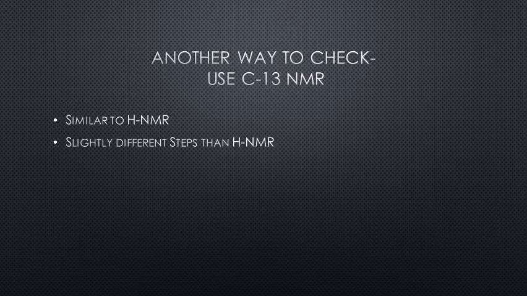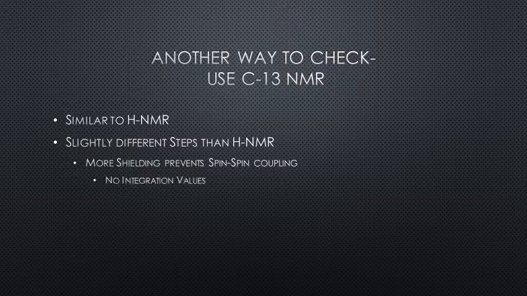But carbon-13s are a little bit different than protons in how you go about solving them. Carbon-13s have a lot more protons, neutrons, and electrons surrounding them, and so they're a lot better shielded than lone protons. And because of that, you're not going to see much spin-spin coupling. Now that's going to mess with a couple of your steps, because it means you're not going to be able to use your integration values to find the number of carbons, and it means your peaks are not going to split, so you don't know anything about neighboring.